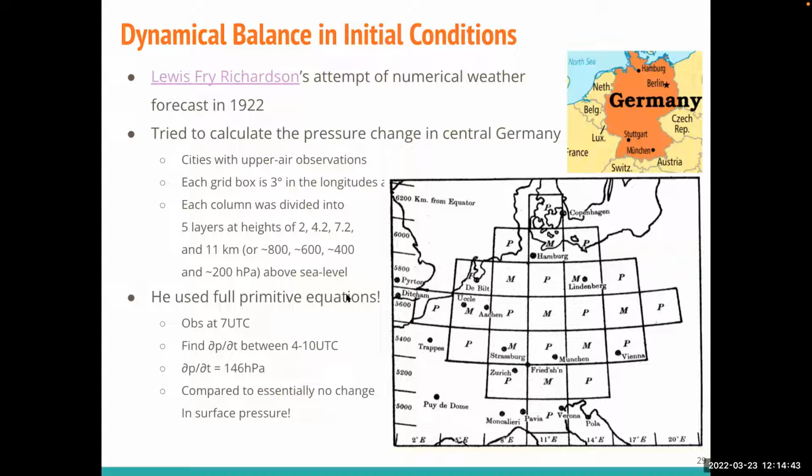Okay, this slide is like a history lesson for you because this is the first person ever to try to do weather simulation. I don't know if you have watched the YouTube video that I sent you a long time ago. Lewis Fry Richardson attempted to do numerical weather forecasting in 1922. So here are the details. He tried to do the weather simulation for Germany.